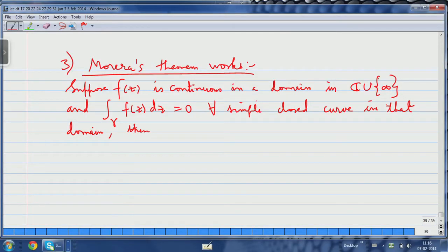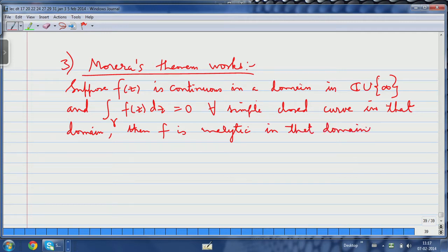So here is the conclusion. If f of z is continuous in a domain in the extended complex plane and the integral of f over every simple closed curve in that domain is 0, then f is analytic in that domain.